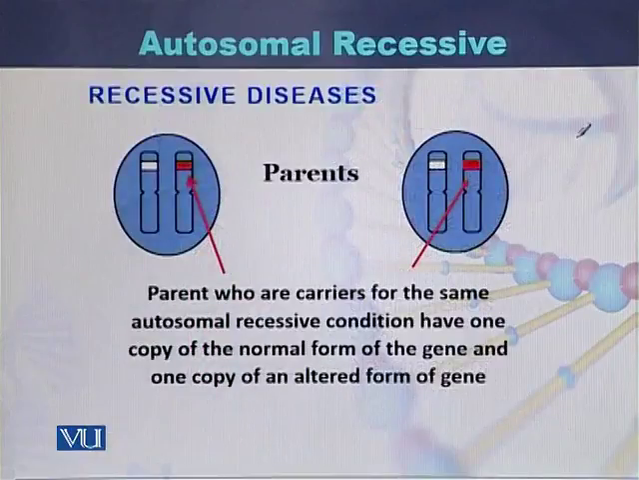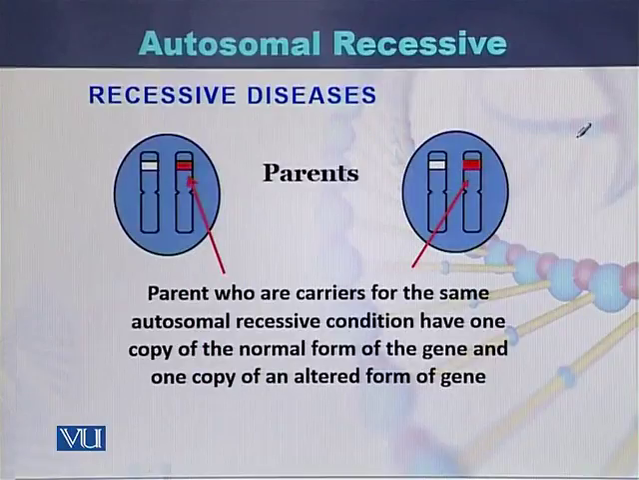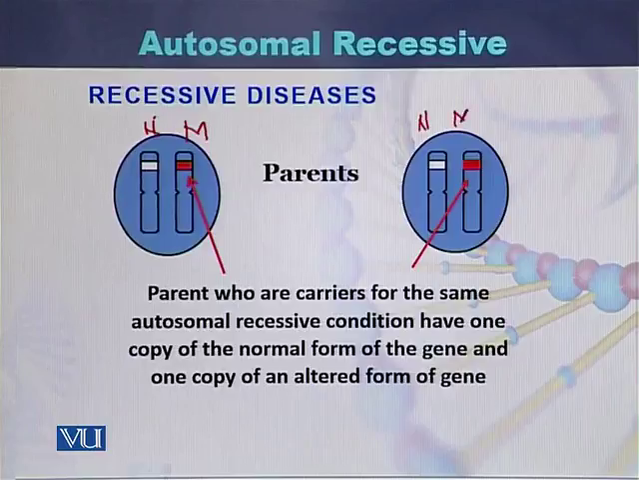Here we can see the parents in case of autosomal recessive diseases. The parents are diploid. They have two alleles. This is the normal allele, and this is the mutated allele. The same is true of the second parent, who has one normal allele and one mutated allele. M is for mutated allele, N is for normal allele. So each parent, who is a carrier, has two alleles. One allele would be mutated and the second allele would be normal.